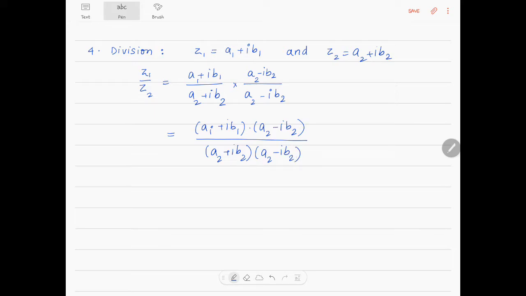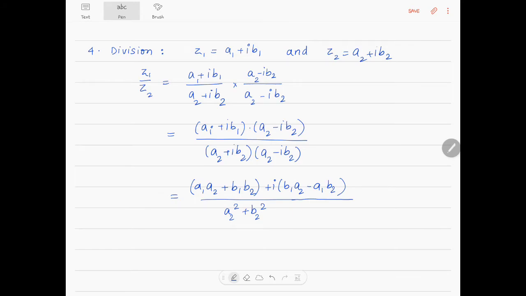First of all, let us look at the denominator. Here it is a plus b into a minus b, so we can easily use the formula a square minus b square. The denominator becomes a2 square minus i square b2 square, which becomes a2 square plus b2 square. In the numerator we will have a1 a2 plus b1 b2, and this is the real part. If you look at the imaginary part, it is b1 a2 minus a1 b2. So this is the imaginary part.